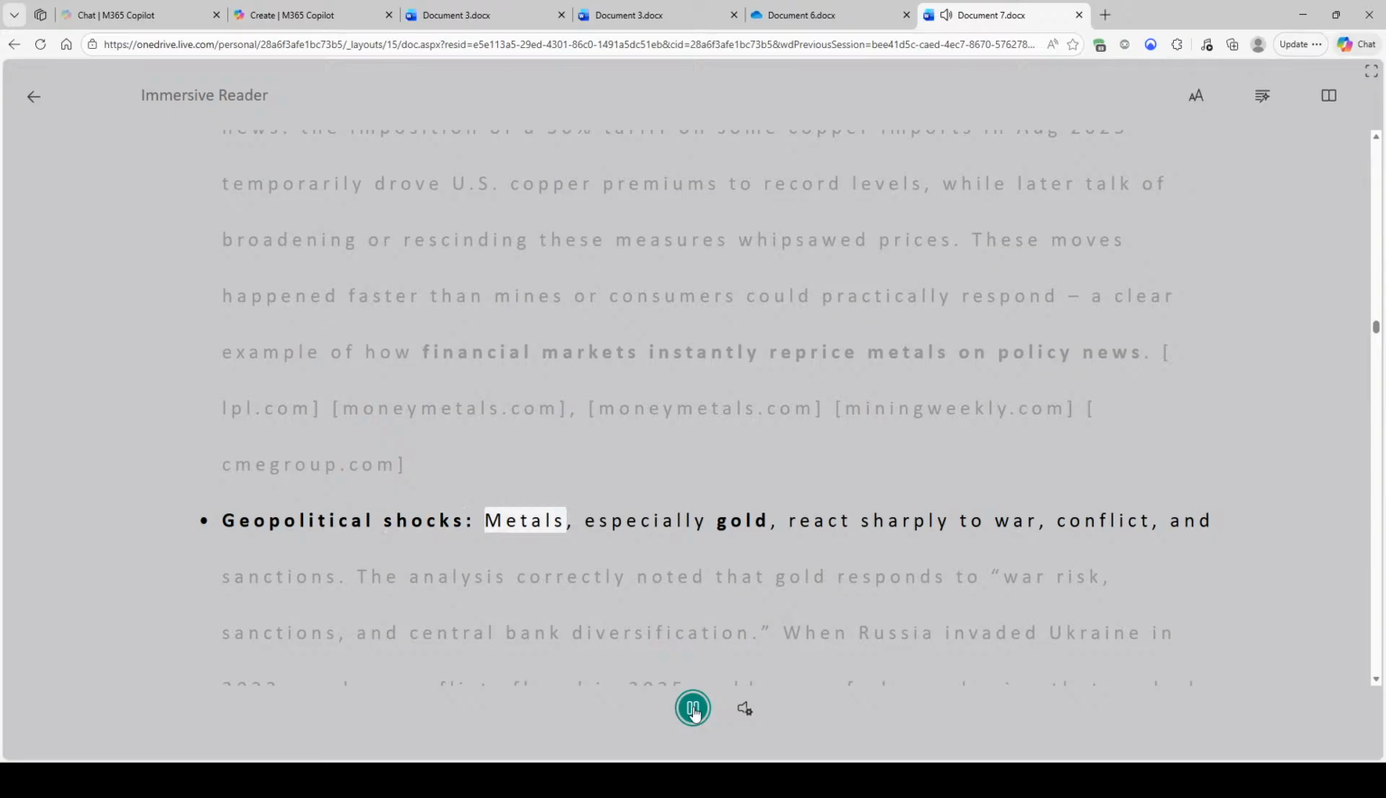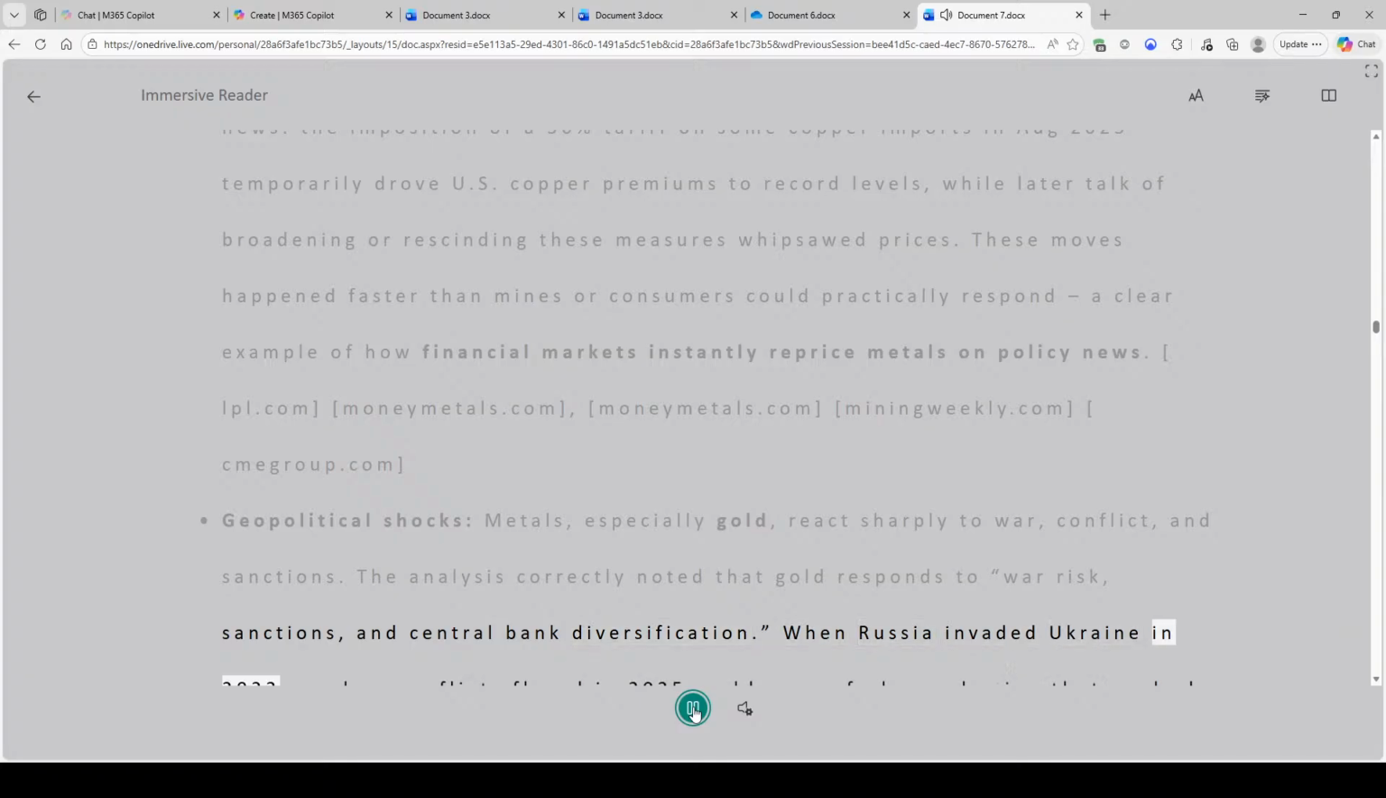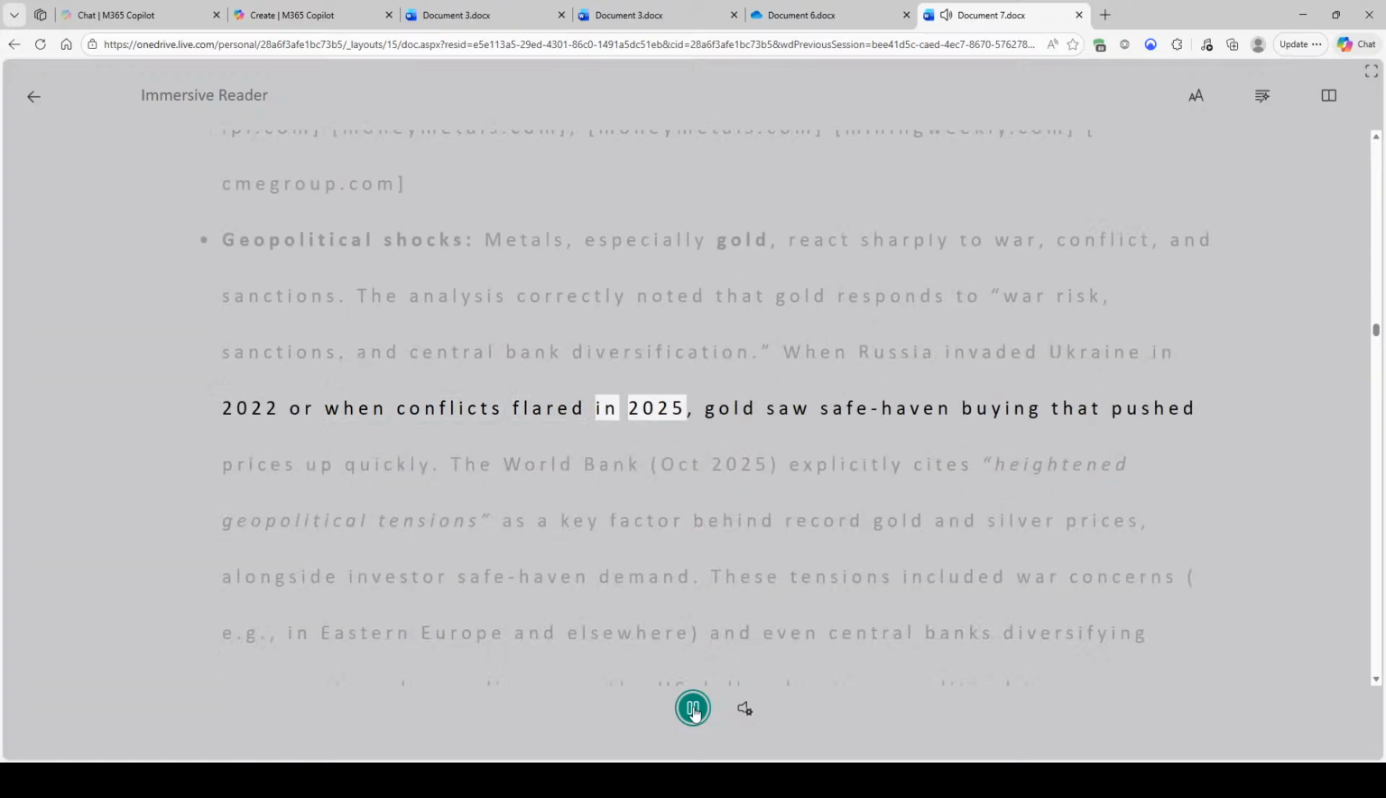Geopolitical shocks. Metals, especially gold, react sharply to war, conflict, and sanctions. The analysis correctly noted that gold responds to war risk, sanctions, and central bank diversification. When Russia invaded Ukraine in 2022 or when conflicts flared in 2025, gold saw safe haven buying that pushed prices up quickly. The World Bank, October 2025, explicitly cites heightened geopolitical tensions as a key factor behind record gold and silver prices, alongside investor safe haven demand.